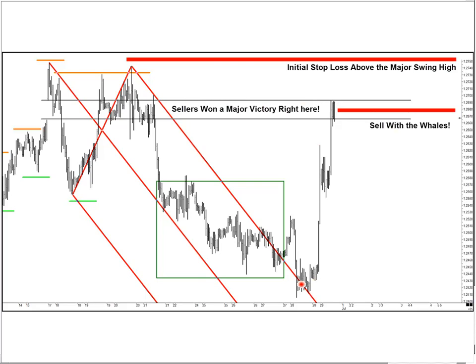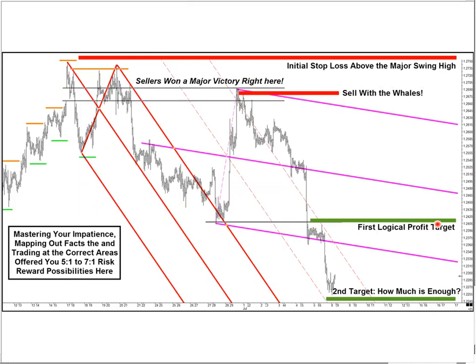Believe me, you were all going, oh, I wish I'd sold up here. Well, here's your chance. Step up. The whales were here before. They're here again. Let's look. Have a good day. Sell with the whales. Here we are right here.